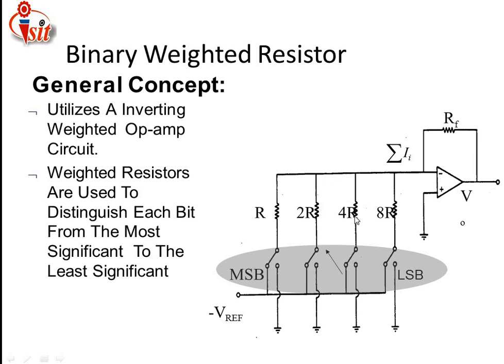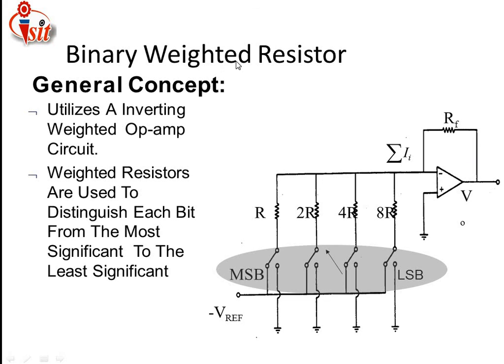This circuit shows that the current coming at this node is the summation of all the currents divided among the resistors. RF is the feedback resistor connected from the output to the negative terminal, and this feedback is called negative feedback.